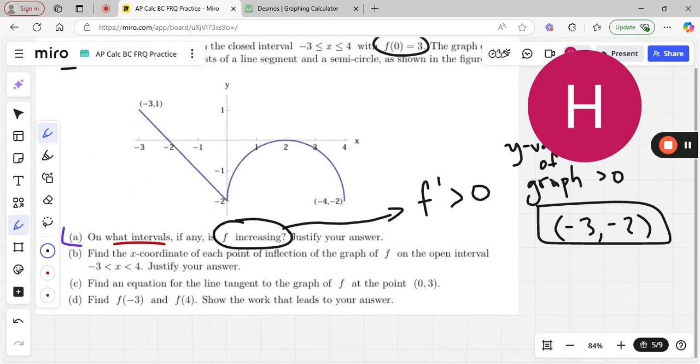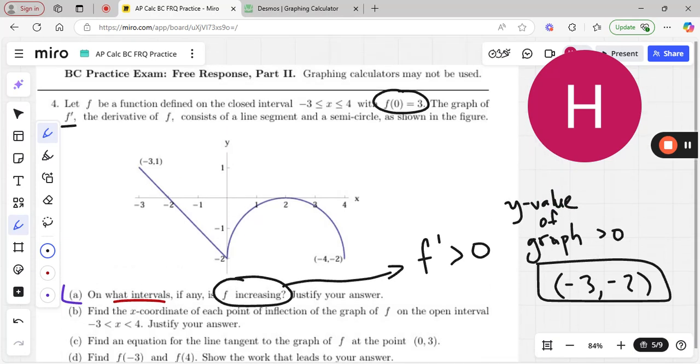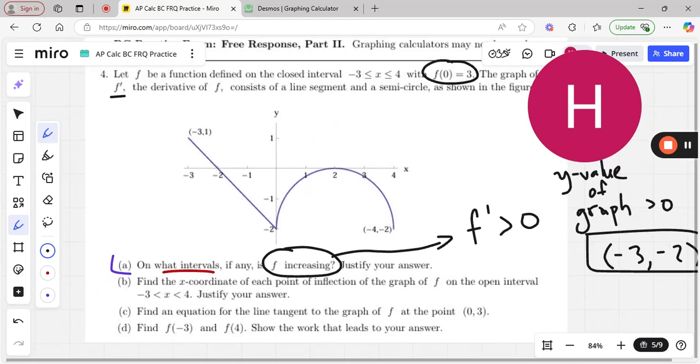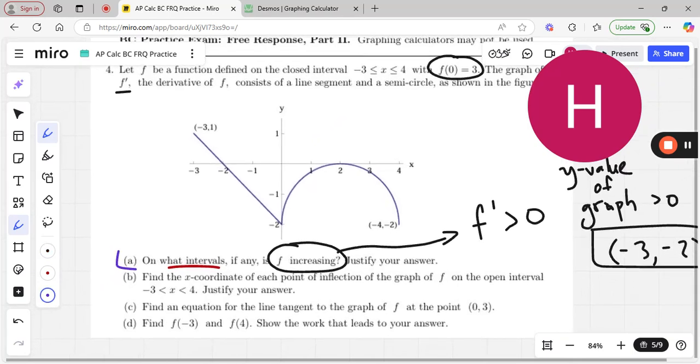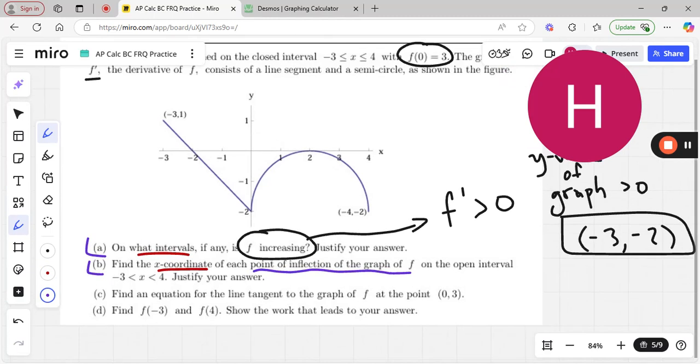We're going to interpret increasing to mean its derivative is positive, and then we're going to say, hey, the derivative is the graph that we're given, so we're just looking for when the graph given is positive. All right, great. Let's look at part B. Find the x-coordinate, only the x-coordinate is needed here, guys, of each point of inflection of f.